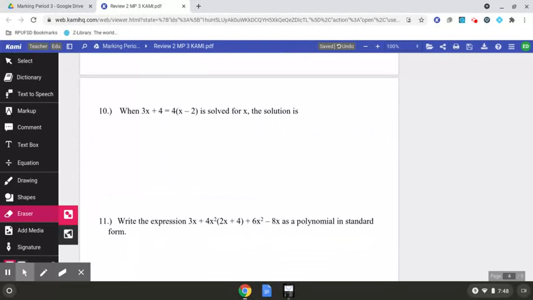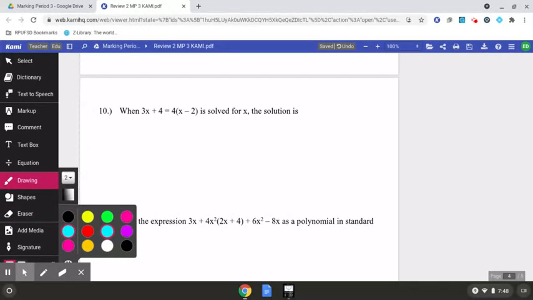Okay, number 10 is another solving an equation question. So we're going to draw our line down the equal sign. And in this case, we have parentheses. So we're going to distribute first. So I'm going to take that 4 and I'm going to distribute it to both the terms in the parentheses. So 4 times x is 4x. And 4 times negative 2 is negative 8.